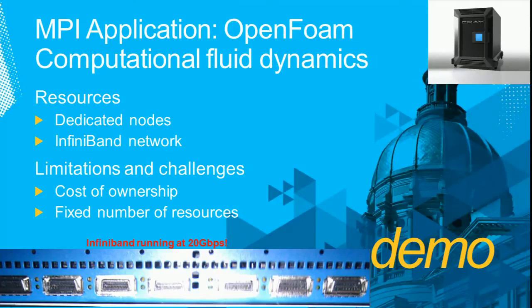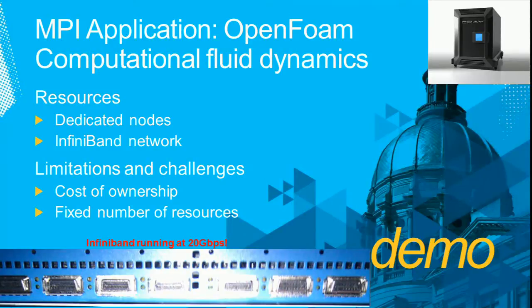So the InfiniBand connectors are 20 gigabits per second. You can see those are, I think, copper connectors. Now you can actually have fiber, but they're extremely expensive.